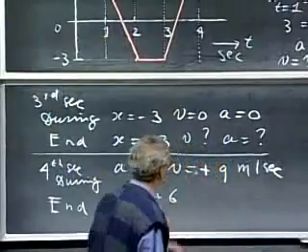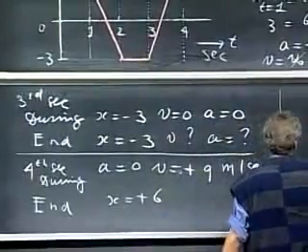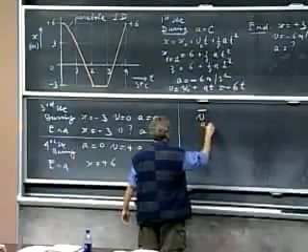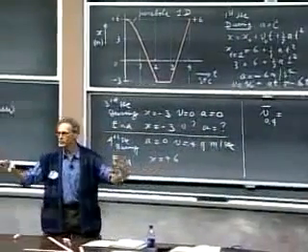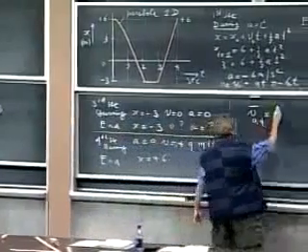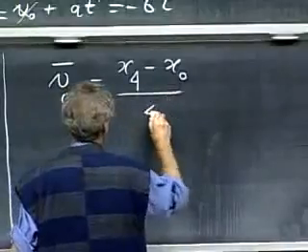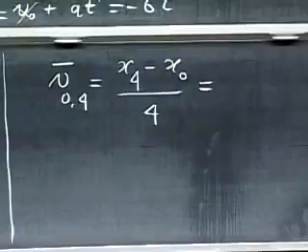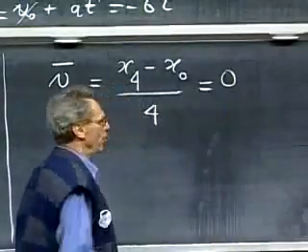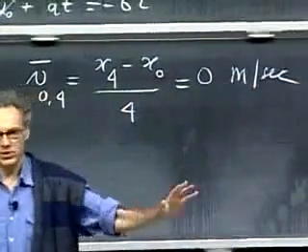Now I would think that it is reasonable to ask the following question. What is the average velocity, for instance, between time 0 and time 4? Average velocity. We define average velocity as the position at time 4 seconds minus the position at time 0, divided by 4. That is our definition. At 0 it is at +6, at 4 it is at +6, so the numerator is 0. So the average velocity during this 4 second trip is 0.